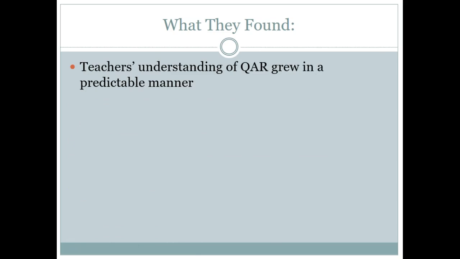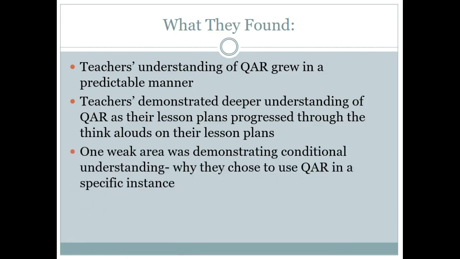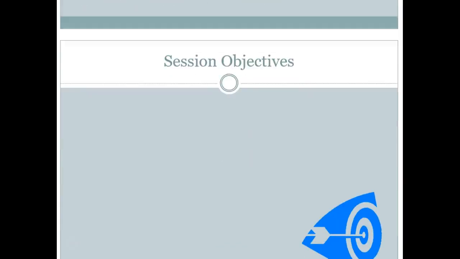What they found is that teachers' understanding of QAR grew in a predictable manner. They demonstrated a deeper understanding as their lesson plans progressed. One weak area, though, was demonstrating conditional understanding, which is why you chose which QAR strategy in a specific instance. And as we know, that's not really a nut and bolt of that subject of QAR. That's more of one of those nuanced things that you then, once you've done the initial work on what is QAR, now we need to move into kind of conditionally, how do we apply it?